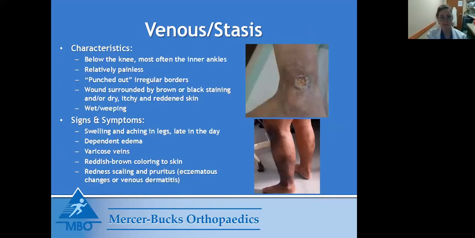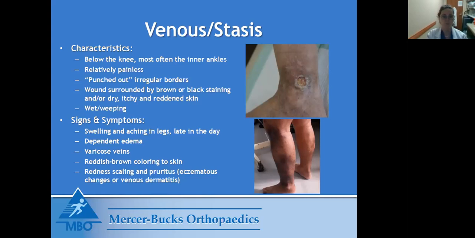So the characteristics of a venous or a stasis wound: they're almost always below the knee. They're most often on the inner part of the ankle. That's where a very large vein runs. There's also another large vein on the outside of the ankle. So they're very commonly found around the ankles. They are relatively painless. They take on a punched out or irregular bordered appearance.